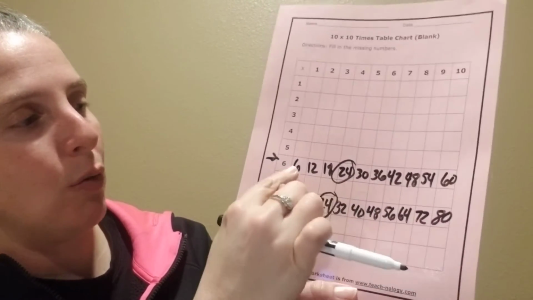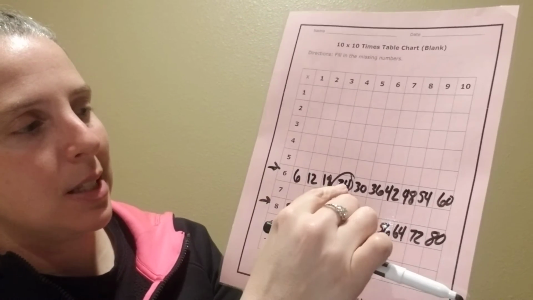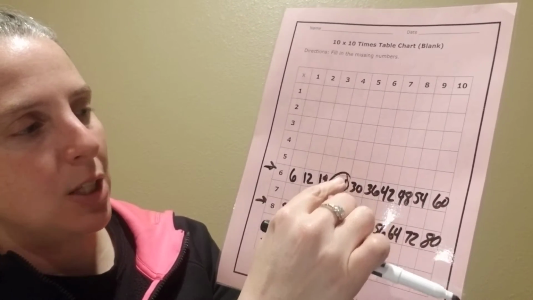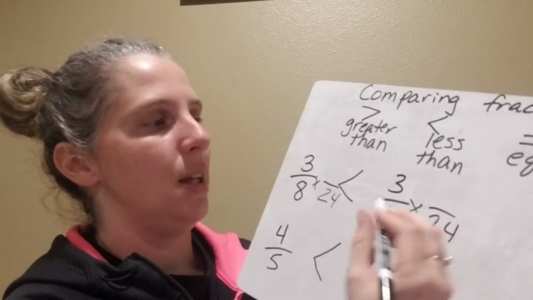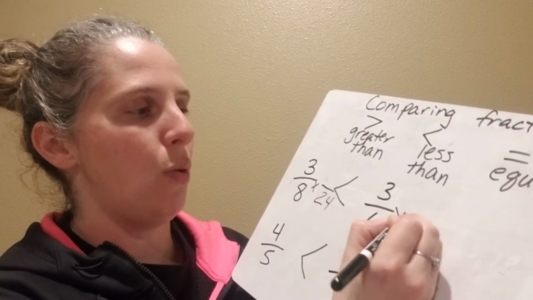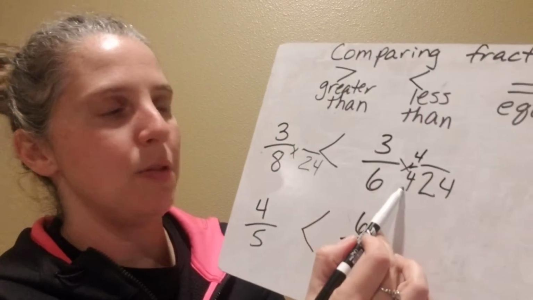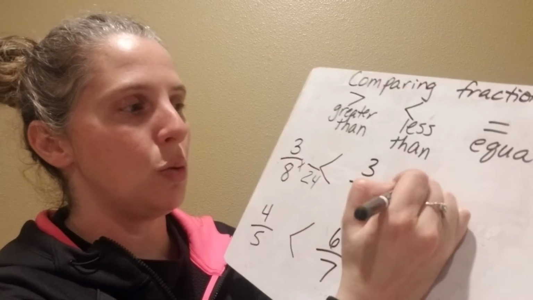I can either count over 1, 2, 3, 4, or I can just look up. Hey, 6 times something is 24. 24 divided by 6 is 4. So I know on the 6, we're going to multiply by 4s. 6 times 4 is 24. 3 times 4 is 12.